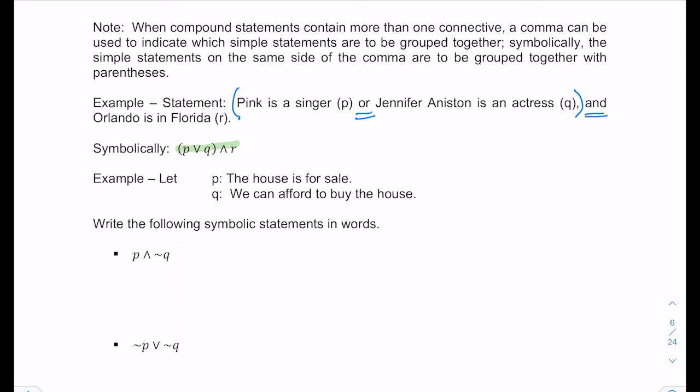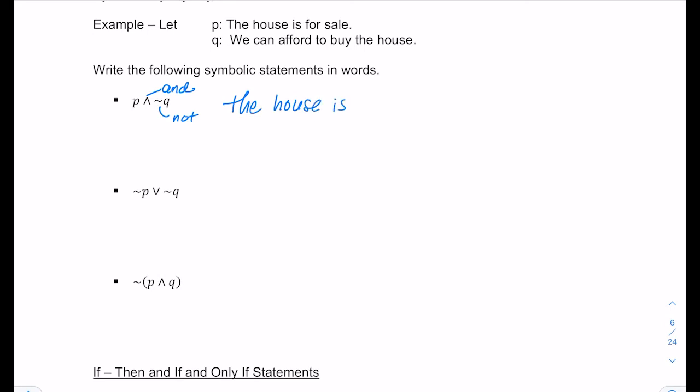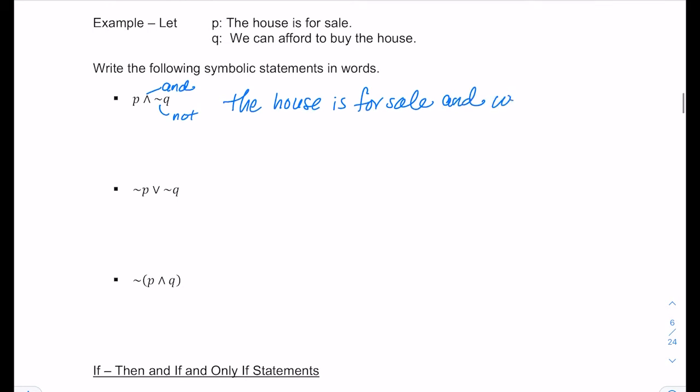Let's look at a couple examples. So let's make P, the house is for sale, and Q is we can afford to buy the house. Pause the video and see if you can write the following symbolic statements in words. For the first one, this tells me P, and then this is the symbol for and, and then that's the symbol for not. So I need to write down P, which would be the house is for sale, and we cannot afford to buy the house.